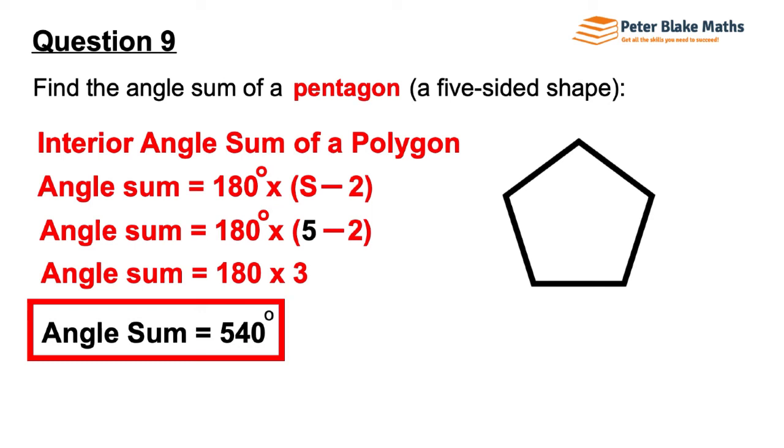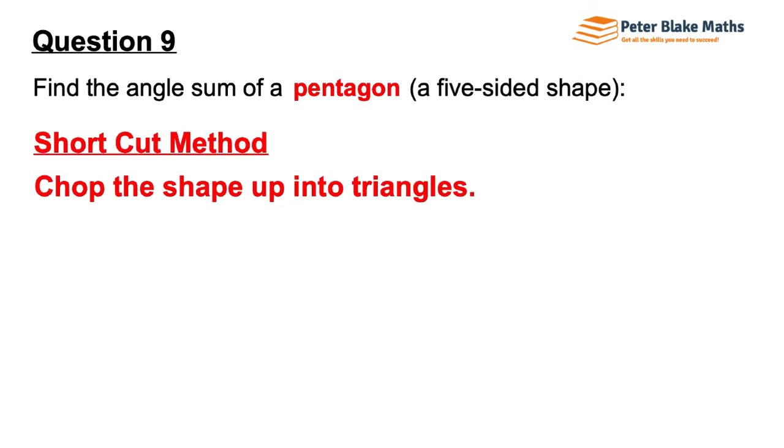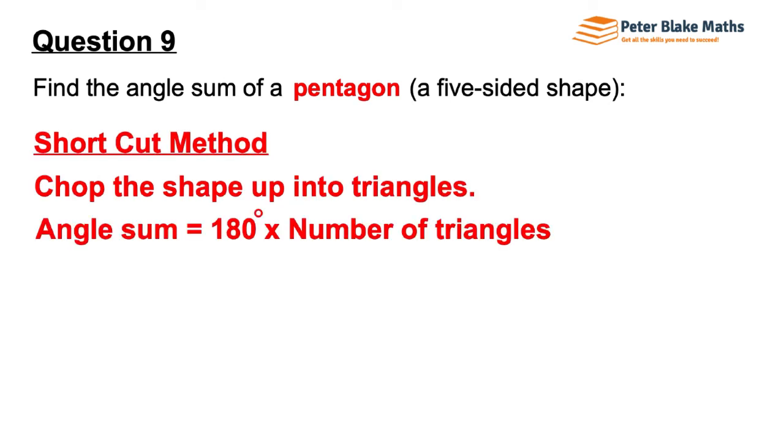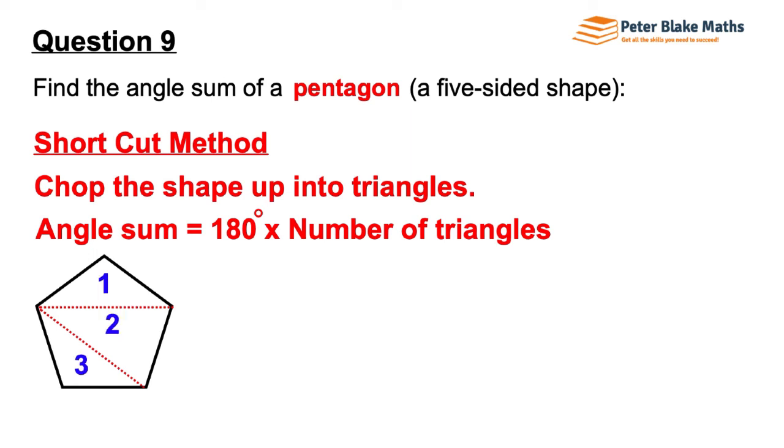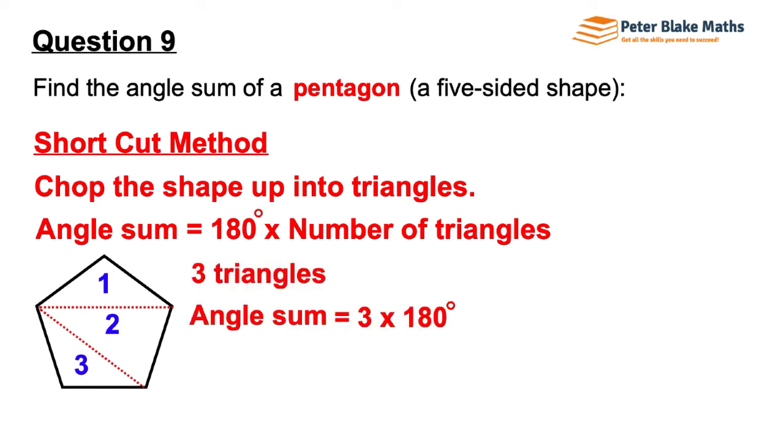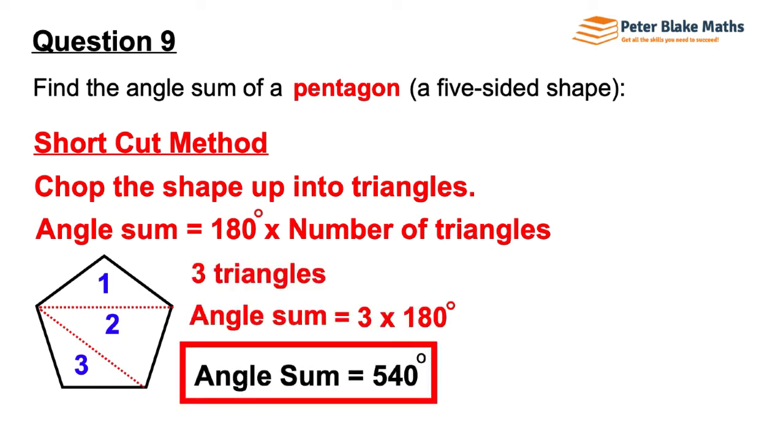Let's have a look at the shortcut method now of chopping up the shape into triangles. And then we're going to multiply 180 by the number of triangles that we've chopped it up into. So if we carefully chop up this pentagon so that the red dotted lines are going from that one vertex on the left hand side there, that's the way to chop it up, to go from a single vertex and go to the other vertices to create some triangles there. You can see that we're creating 3 triangles in that method. So then what we're going to be doing is do 3 lots of 180, and that gives us 540.